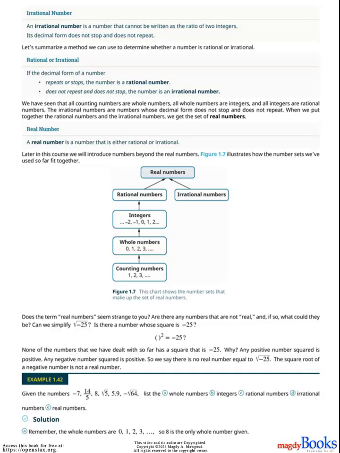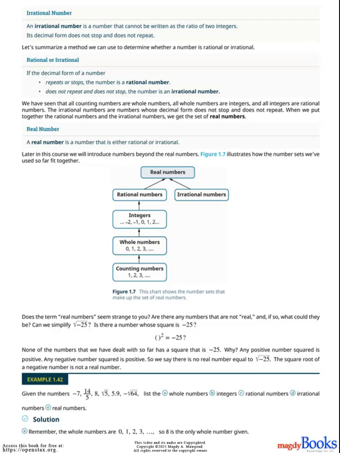We have seen that all counting numbers are whole numbers, all whole numbers are integers, and all integers are rational numbers. The irrational numbers are numbers whose decimal form does not stop and does not repeat. When we put together the rational numbers and the irrational numbers, we get the set of real numbers. A real number is a number that is either rational or irrational. Later in this course we will introduce numbers beyond the real numbers.